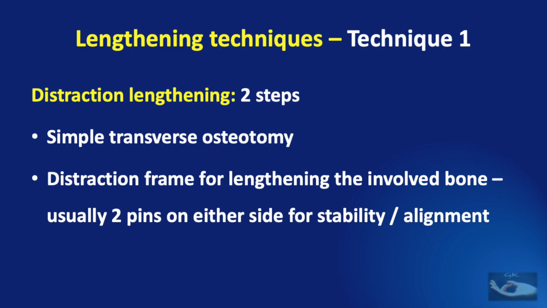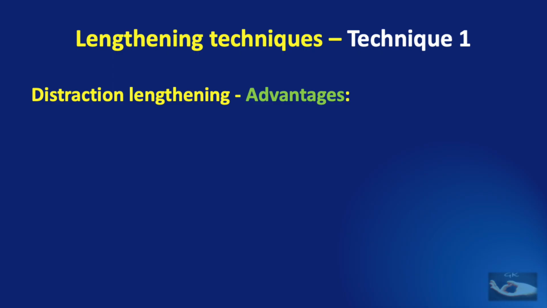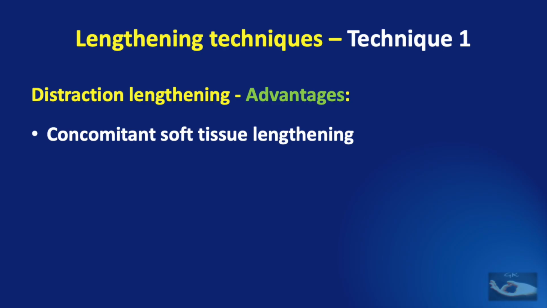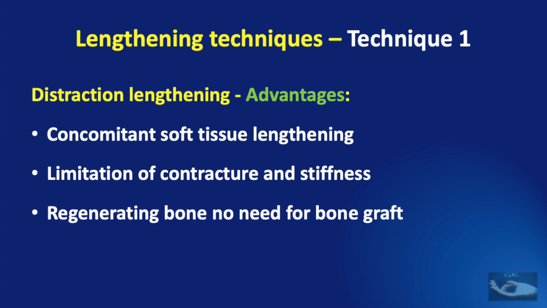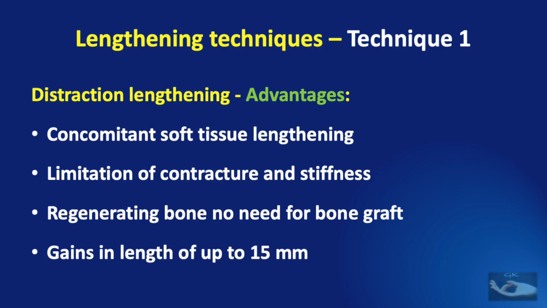and alignment. The advantages of using this technique of distraction lengthening are that concomitant soft tissue lengthening also occurs, there is a limitation of contracture and stiffness, there is a regeneration of bone, so there is no need for a bone graft, and gains in length of up to 15 millimeters can be achieved by this technique.